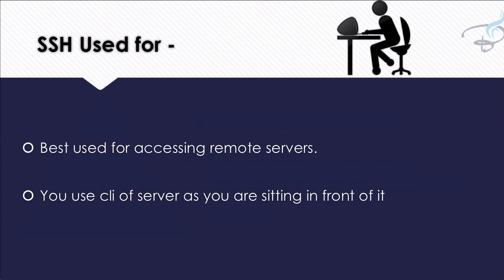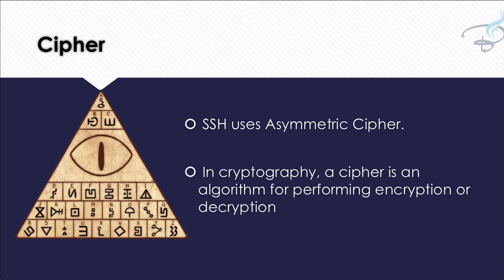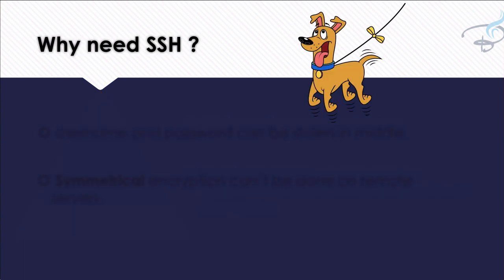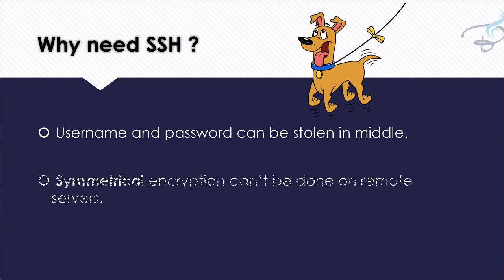So how is this SSH key created? Actually, SSH uses a symmetric cipher. And what is a cipher? A cipher is an algorithm for performing encryption and decryption. That means a function which performs encryption and decryption. That's okay, but why do we need this SSH? Yeah, we have the username and password to log into the server, but why an SSH key? Because username and password can be stolen in the middle. The symmetrical encryption cannot be done on the remote server.